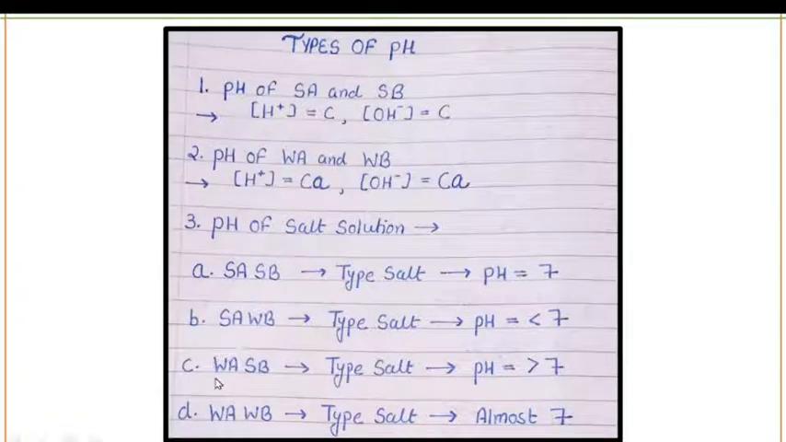Okay. The third mixture is weak acid and strong base. If we have weak acid in the solution and strong base, then the salt will be basic, which means pH has a value greater than 7. And if you have a mixture that has weak acid and weak base, then the pH of the salt will be equal to 7, or you can say almost 7.